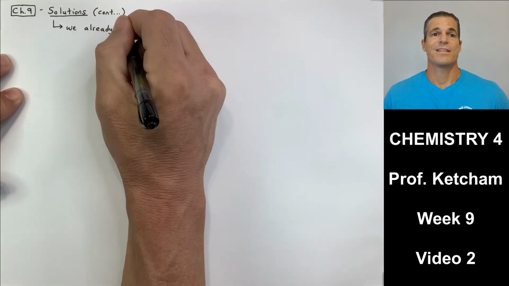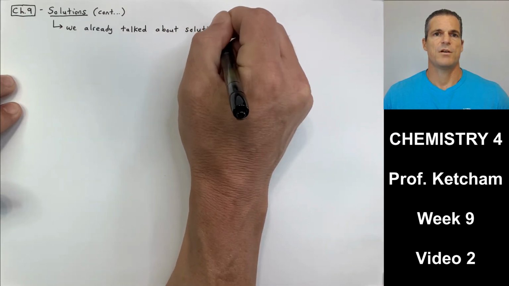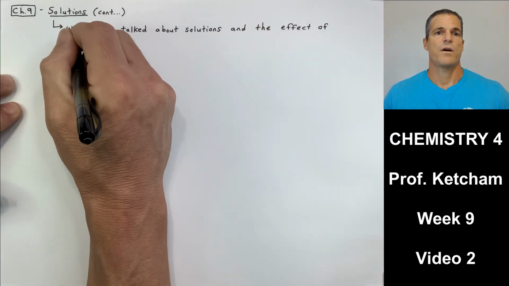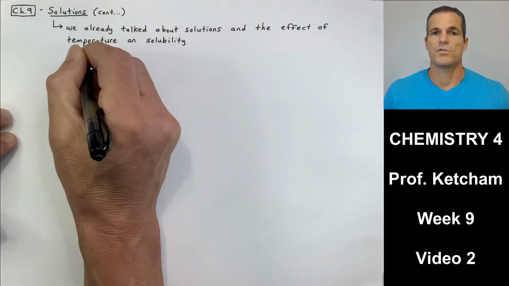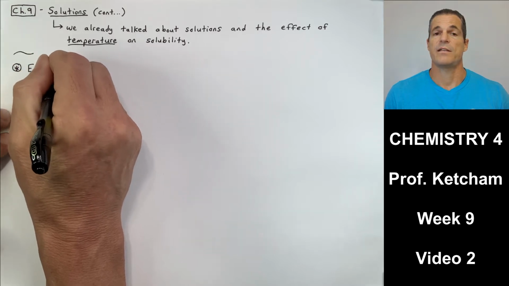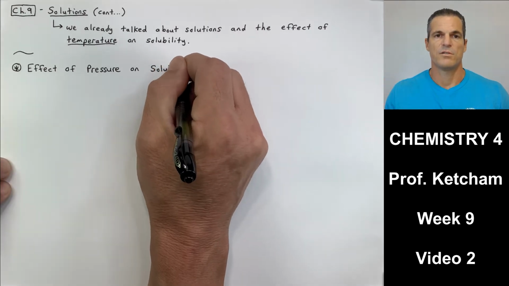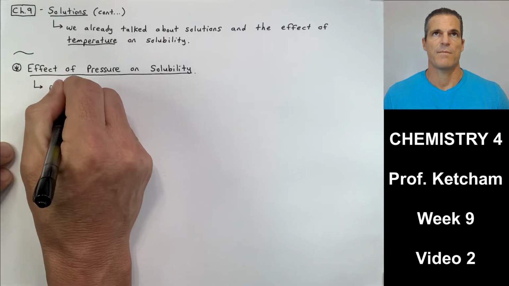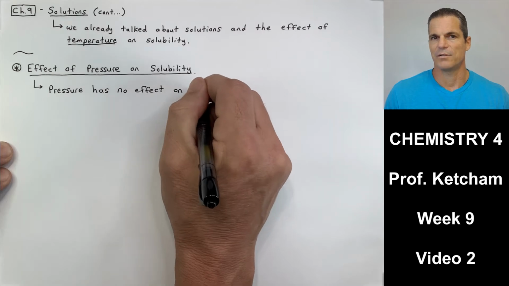Alright, so we are continuing with solutions, and I just want to mention a little bit about the past video, video number 1. We've already talked about solutions. We introduced what solutions were and the effect of temperature on solubility. Remember, I had that little chart, and I said that as the temperature gets turned up, you can dissolve more solute in a given amount of solvent, and that given amount of solvent, I believe, was 100 grams of water, which is the same thing as 100 milliliters of water.